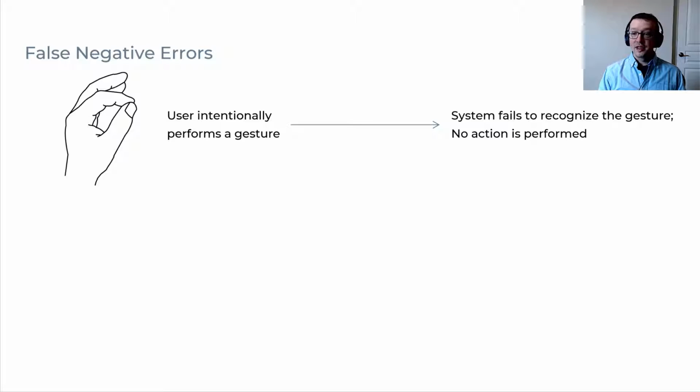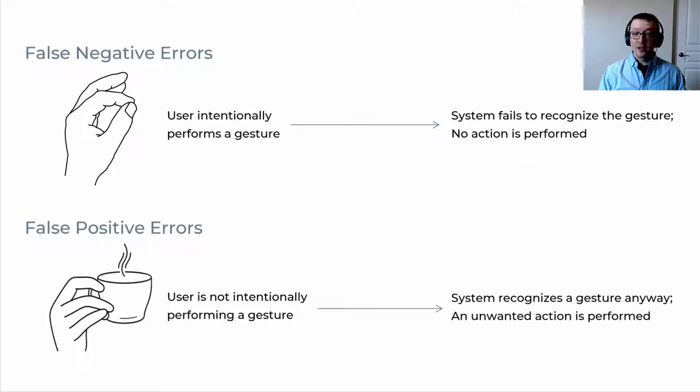So, input recognition systems can make two main types of error. False negatives, where the user intentionally performs some input, such as a gesture, but the system fails to recognize it. And false positives, where the user is not intentionally performing input, but the system recognizes input anyway.